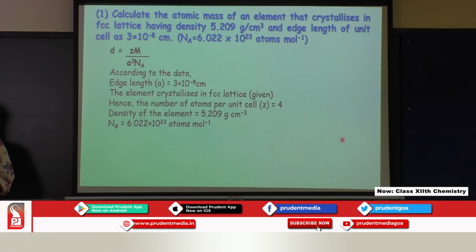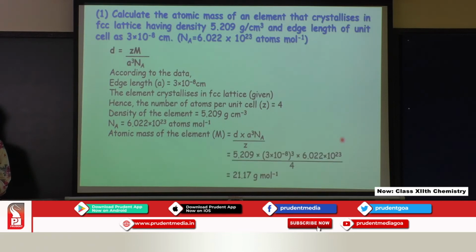Avogadro's number, the value will be given to you. We now substitute this in the formula. So taking the unknown, that is M, on one side, on substitution the answer for molar mass comes to 21.17 grams per mole. It is very important to write the units at the end. Do not forget to write the units.